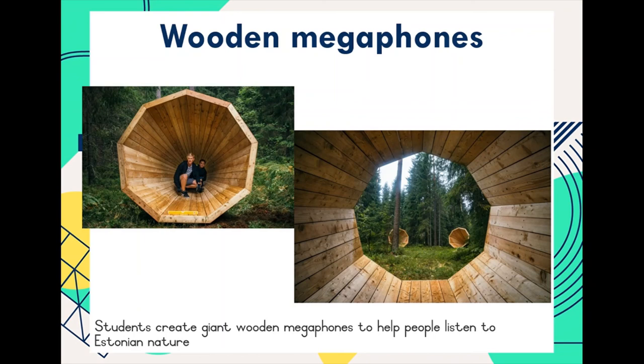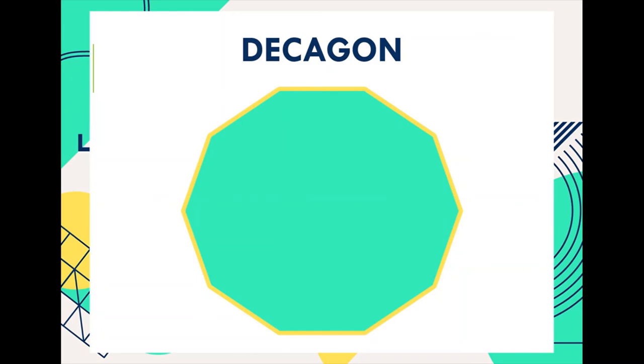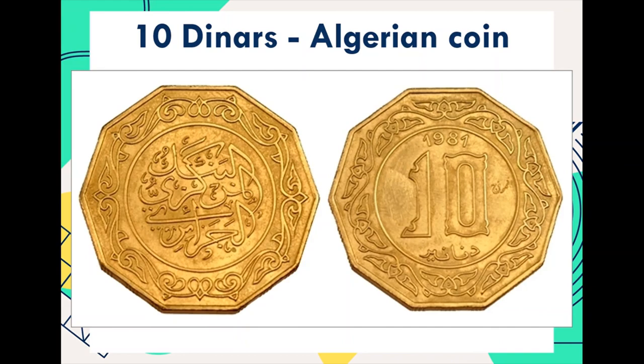Decagon means 10 sides. Here we have 10 denaries, which is an Algerian coin. We have a party.